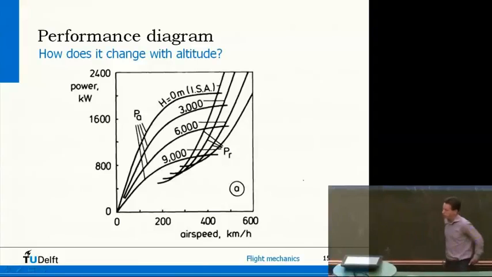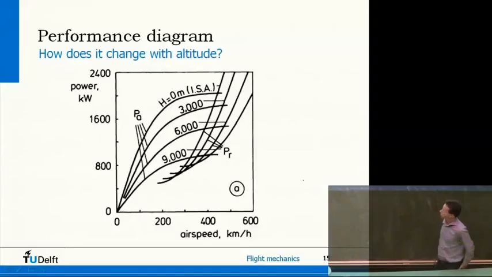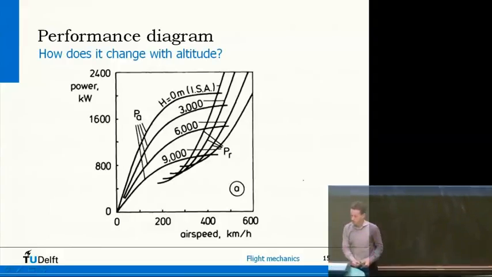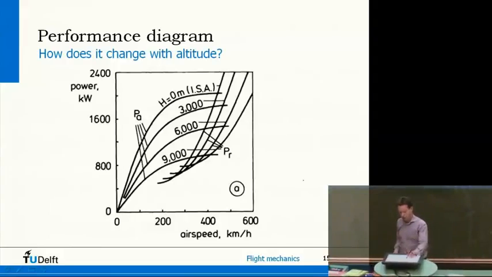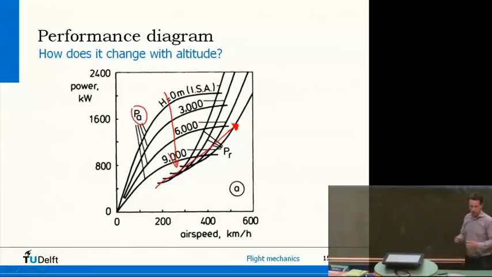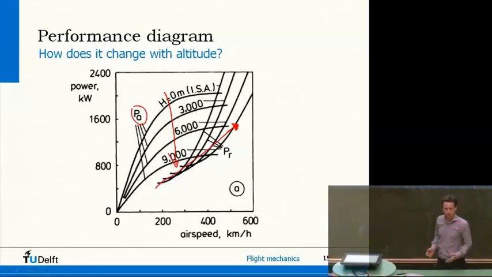So combined, this is just a picture of a real aircraft. You see some power curves, so the power the engine can generate as a function of speed and the power required. And you can see that this power available as you go up in the atmosphere goes down, and these power required curves, they go into that direction.